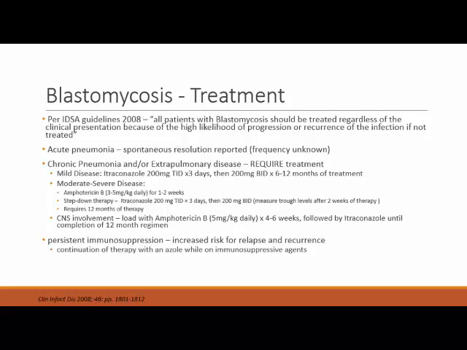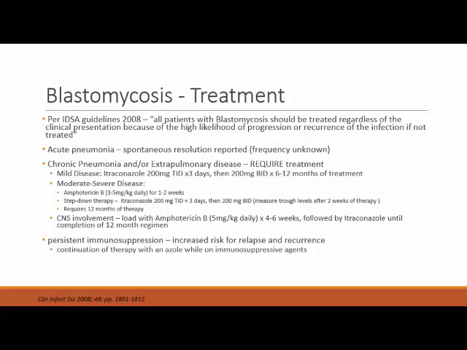For moderate to severe disease, patients who present far more sick and require hospitalization, again, there's an amphotericin B load for the first 2 weeks and then step-down therapy to itraconazole, and this requires 12 months of therapy. If patients have CNS involvement, there is a higher amphotericin load and for a longer duration of 4 to 6 weeks, followed by the itraconazole to complete the 12-month regimen.